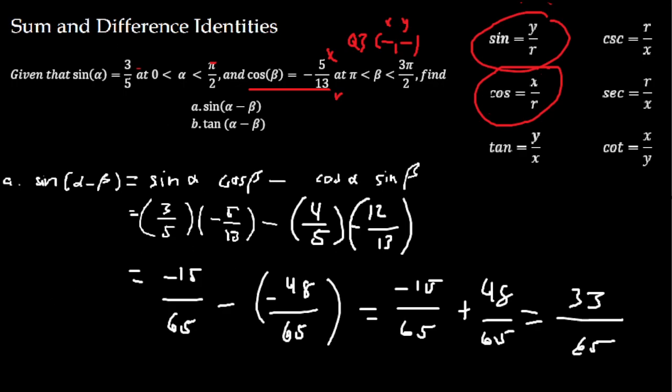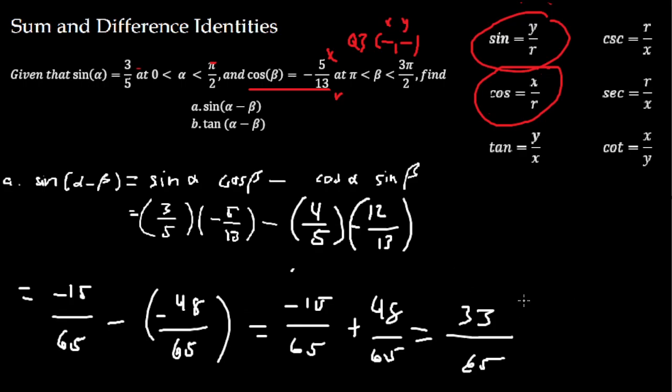So our sine of alpha minus beta is equal to 33 over 65. That's why, when I typed it in the calculator, I was surprised because the result was 33 over 65. Let me recheck: 4 over 5 minus 12. Okay, that's it. 33 over 65.